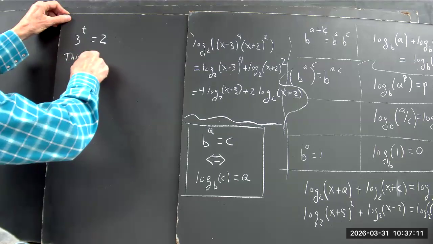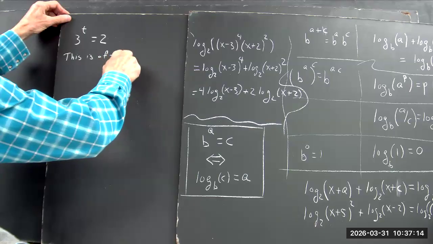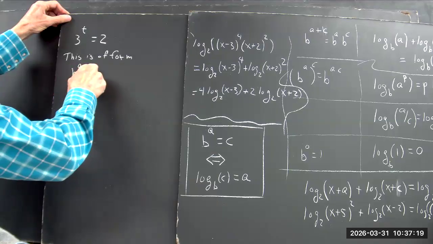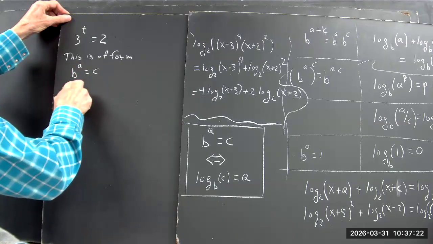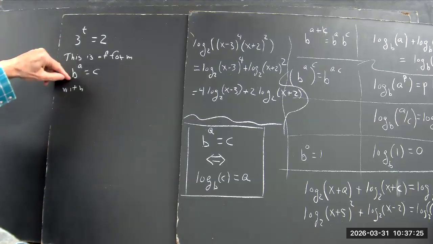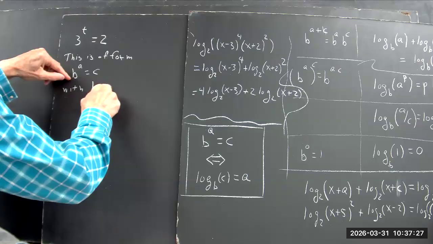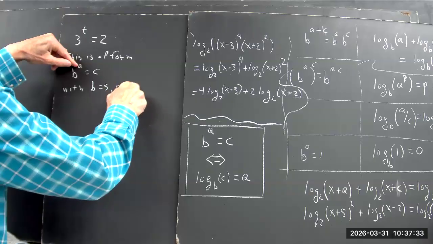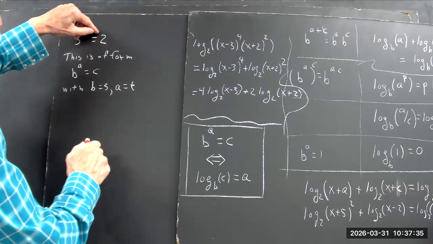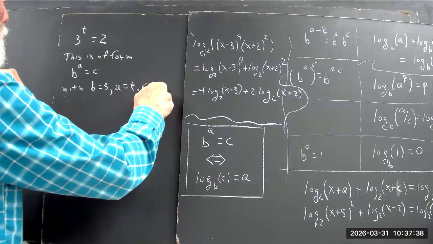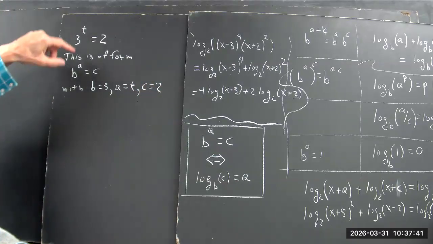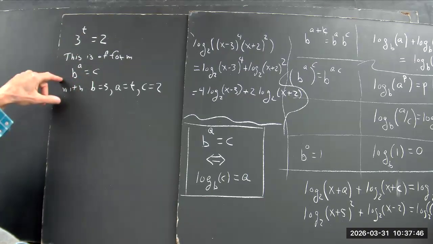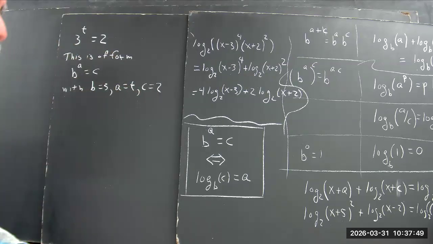so this is a form b to the a equals c, with 3 taking the place of b, t taking the place of a, and 2 taking the place of c. So we can say that this 3 to the t equals 2 is the form b to the a equals c, as long as b equals 3, a equals t, and c equals 2.